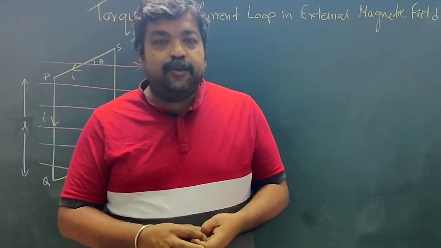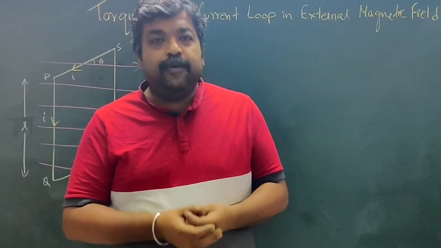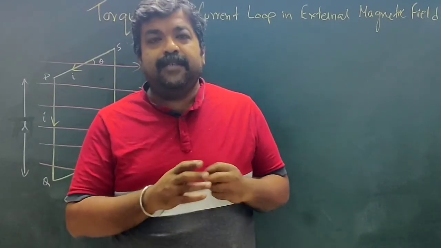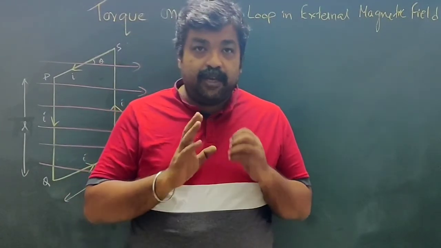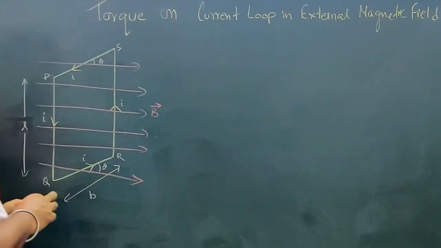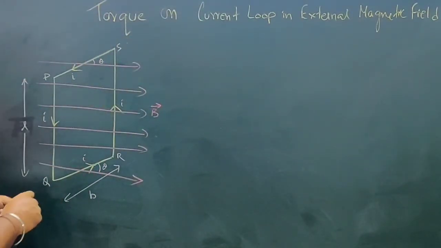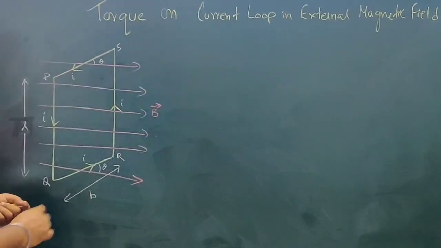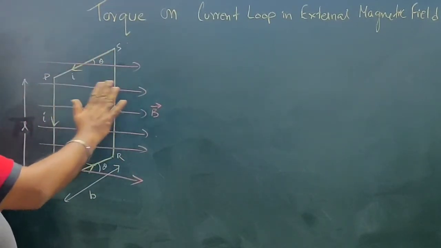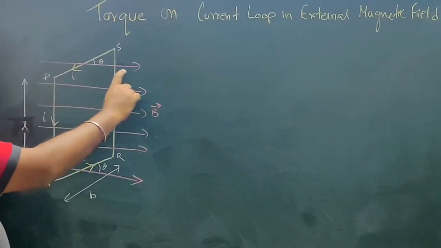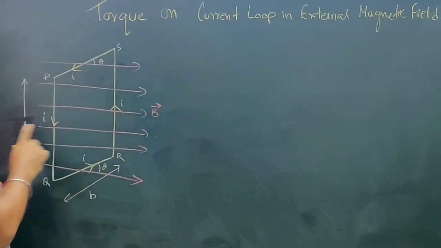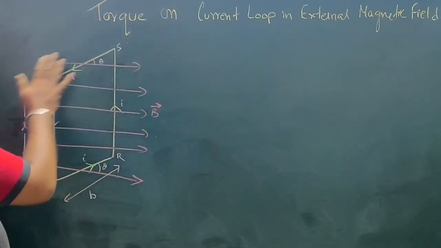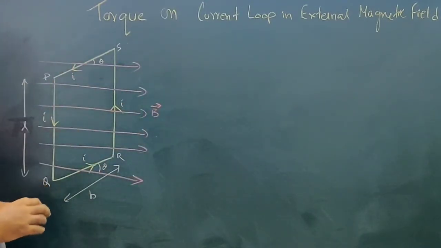Hi everyone. So in today's video, I am going to discuss torque on a current carrying coil placed in a uniform magnetic field. So here we have this coil, this yellow color coil, and it is placed in a uniform magnetic field, denoted by these parallel arrows. Strength of the magnetic field is B. It is uniform, so everywhere the direction and the magnitude is the same.